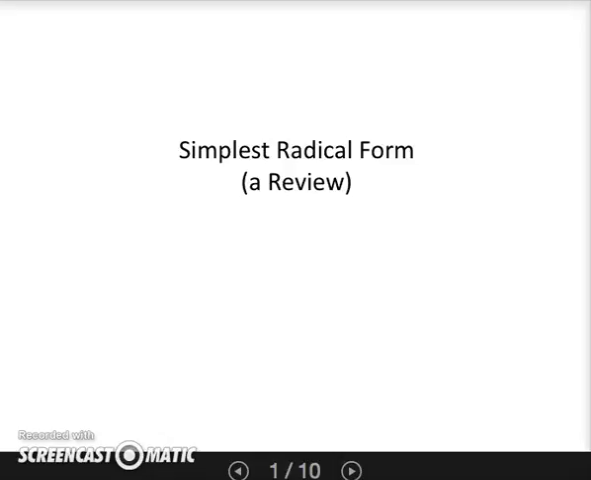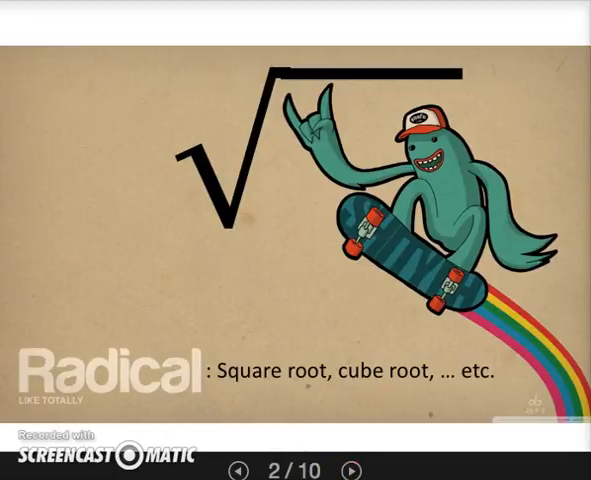This video is about simplest radical form. You may remember from previous math classes that a radical is this funny looking sign right here, and this little character is saying radical, like totally, as he goes into the radical sign. A radical sign tells us that we're taking a square root or a cube root. There might be a 3 in here for a cube root, or a fourth root, etc.